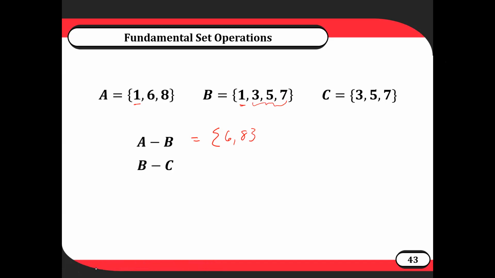So B minus C, or B set difference C. Yeah, so that's just going to be a 1. And A minus C. Yep, they don't have anything in common, so this is still going to be 1, 6, 8. Good. C minus A. 3, 5, 7. Yeah. Again, they have nothing in common.